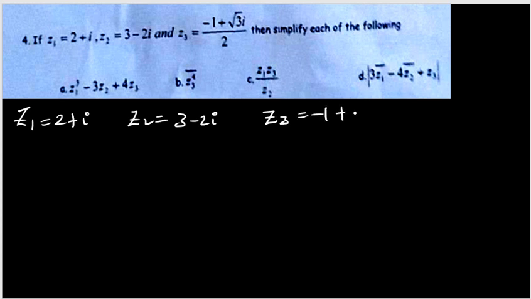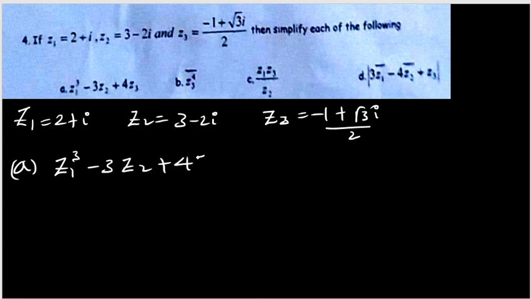What is given here? Z1 is 2 plus i, and Z2 is equal to 3 minus 2i, and Z3 is equal to negative 1 plus radical 3i, the whole over 2. And then what's asked? A, Z1 cubed minus 3Z2 plus 4Z3. These two are easy, just multiplying by the constant. But Z1 cubed, let's get it.